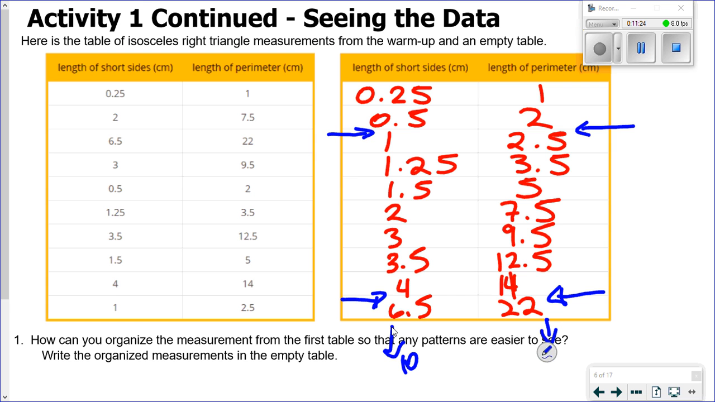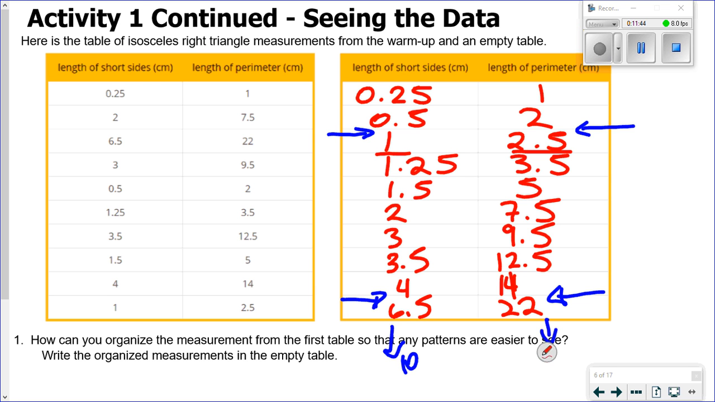So how can I start to think about what would be a logical perimeter? I may want to dive a little deeper into the numbers. And if I look at, for example, a side length of 1, it has a perimeter of about 2.5. So maybe I want to round that to 3.